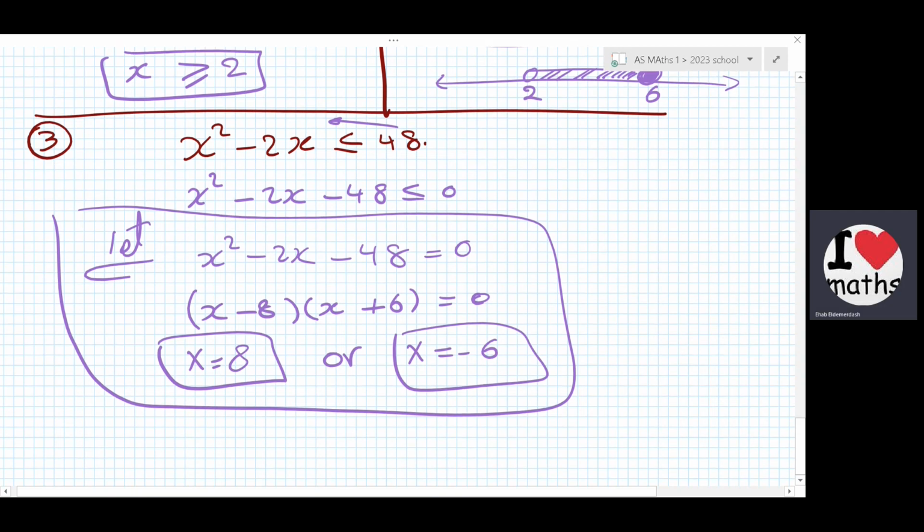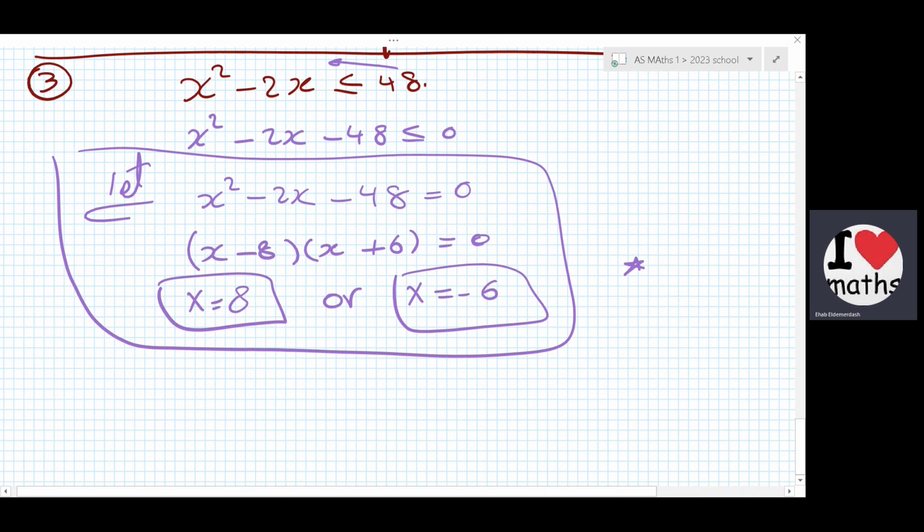How to represent it? The inequality, you cannot leave it without putting a solution set. Here you should put it on a number line. It has to go on a number line. How to put it on the number line? I have a number line like that, and the two numbers here are negative 6 and 8. Just put them there and here.